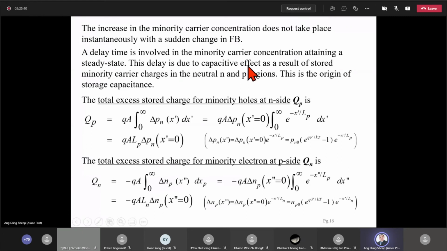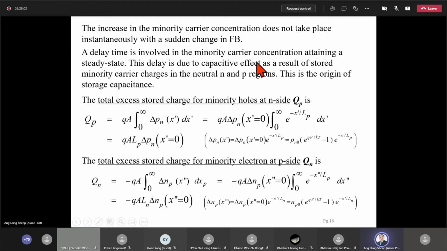So essentially, due to the charge storage capacitance, it takes time for the excess charge stored to change when the forward bias is changed. So that introduces a delay in the response of the PN junction to an externally changing electrical signal.